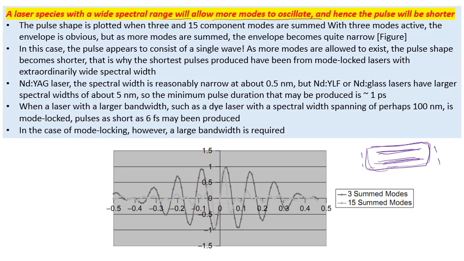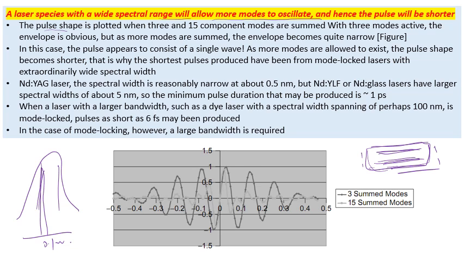If the spectrum is like this, like 0.1 nanometer or whatever, it is useless. You cannot produce a mode-locked pulse. If the spectrum is a little bit wider, then you can do it, and it depends on the lasing medium and the gain of the medium. And this is mentioned here now.